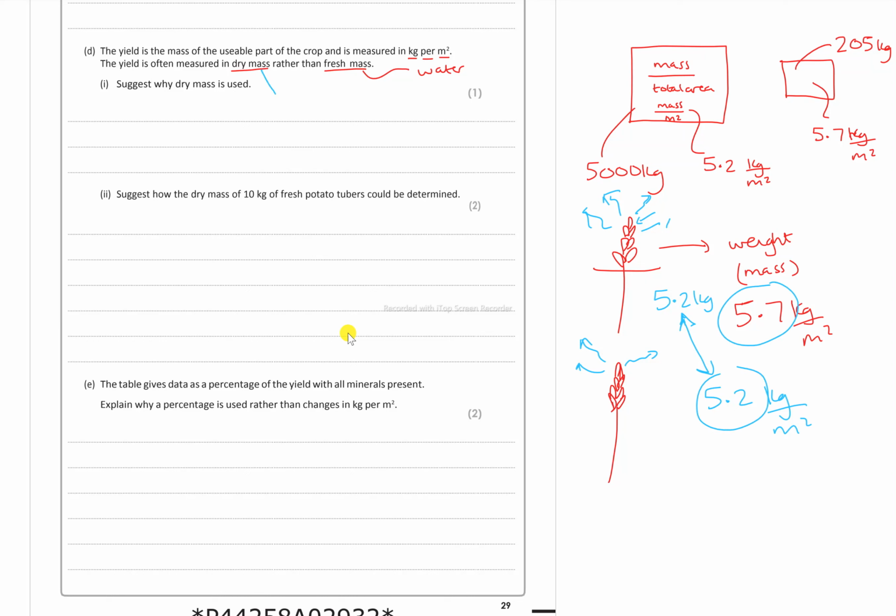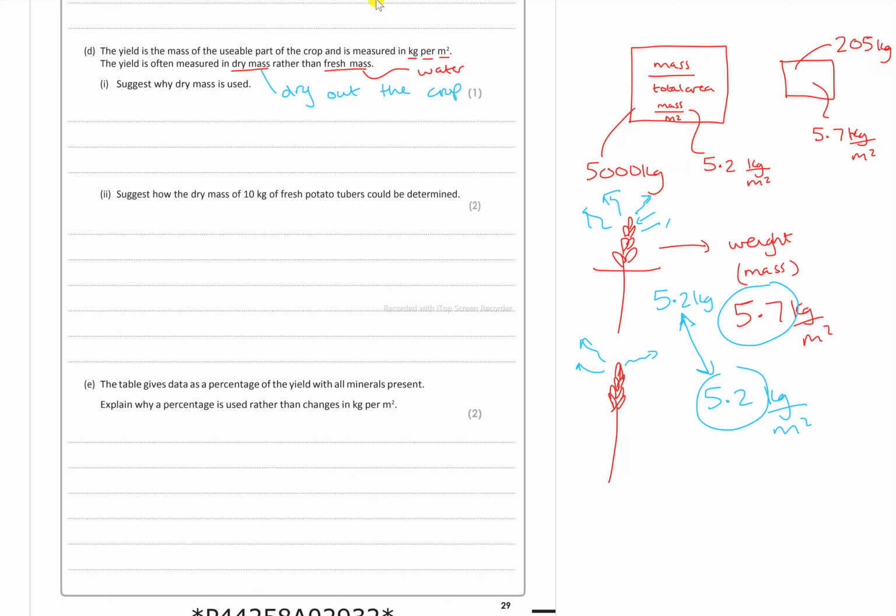That's why what they do is they dry out the crop, so you're not measuring the water. It's like chicken in supermarkets, they add water to it, so you're paying for water really. It's not very ethical, but it happens.